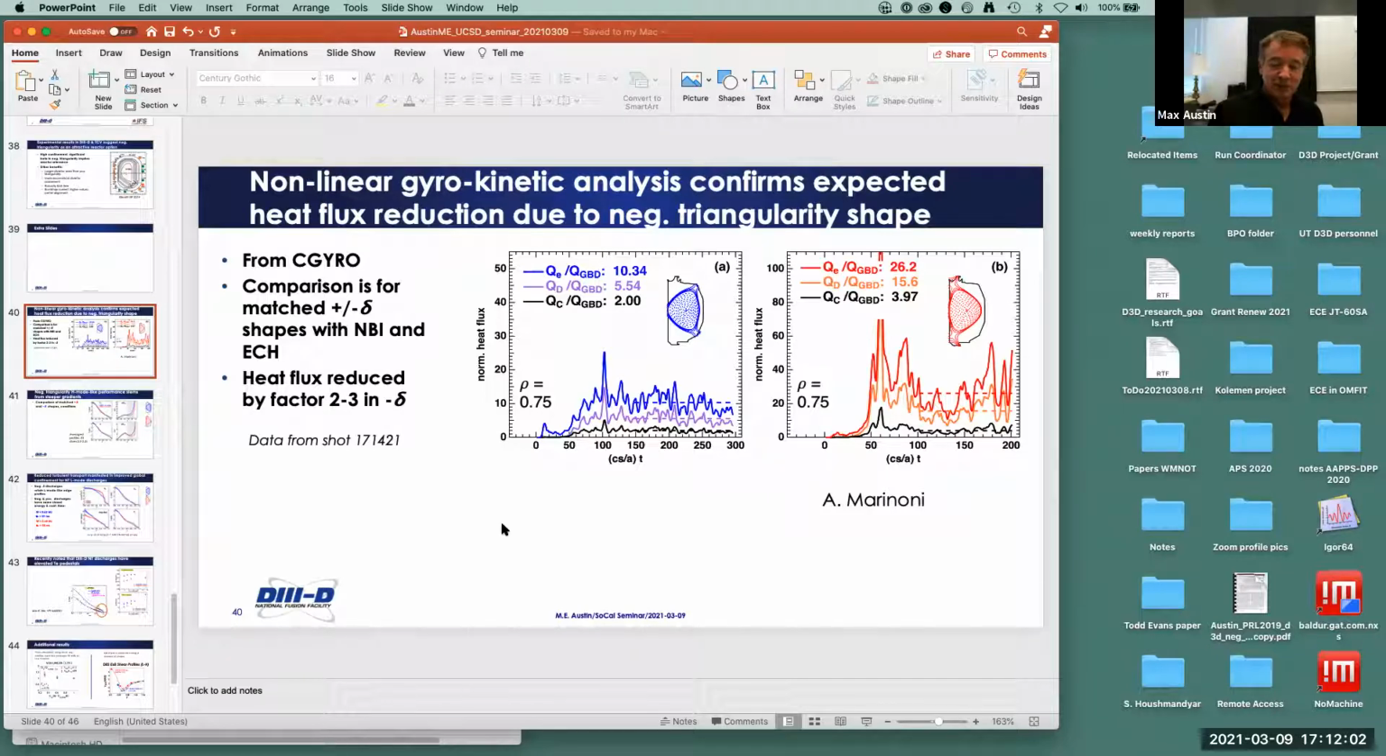are both seen experimentally and in simulations, because we've also, at Texas, Gabriele Merlo, who's actually not at Texas anymore, has shown similar things with GENE simulations, purely showing expected reduced energy fluxes.